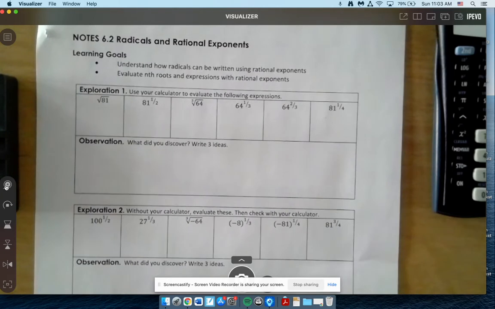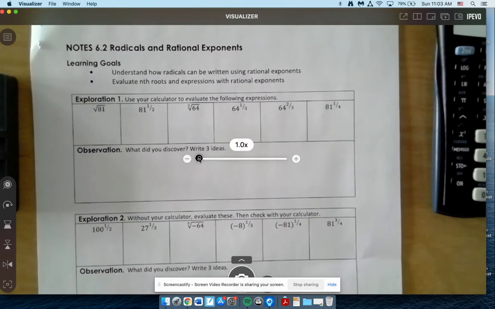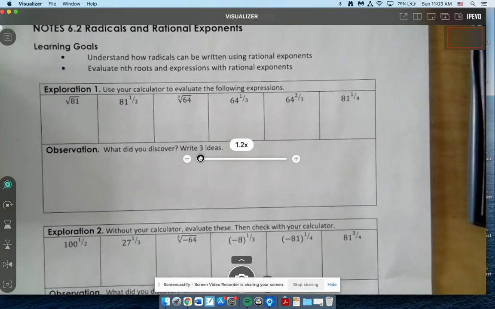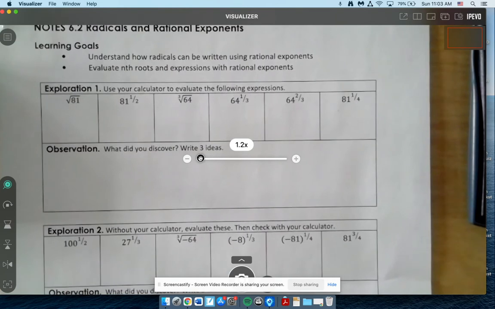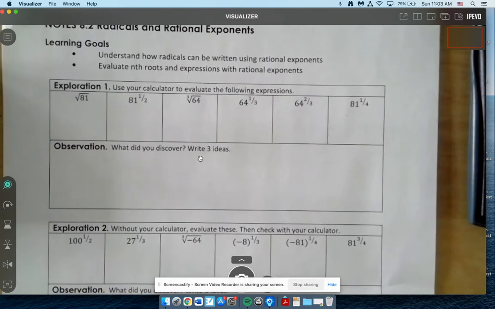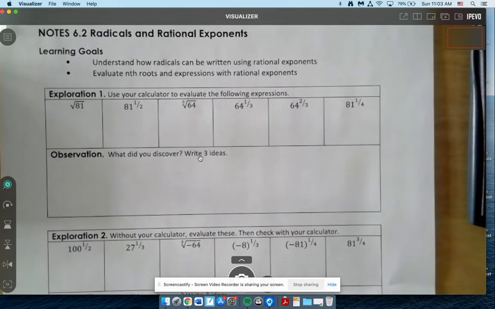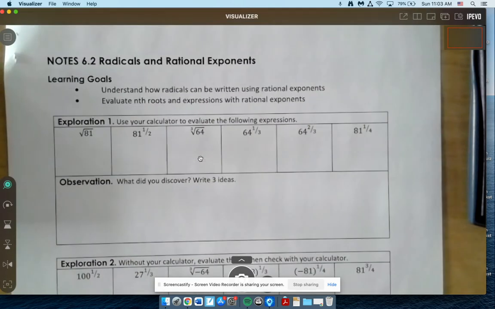Hey, Algebra 1, we're going to do notes a little differently like this, where I'm not using the smartboard because a lot of today's lesson is on the calculator. So I want you to be able to see how I type something into the calculator, okay? So the name of the game today is radicals and rational exponents.